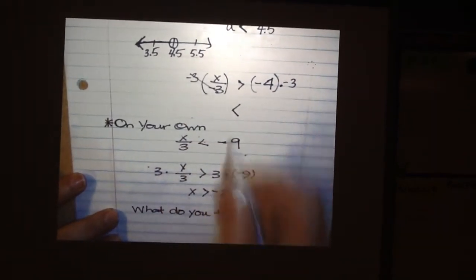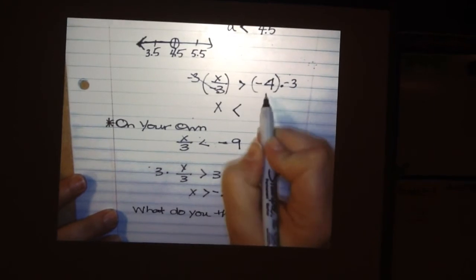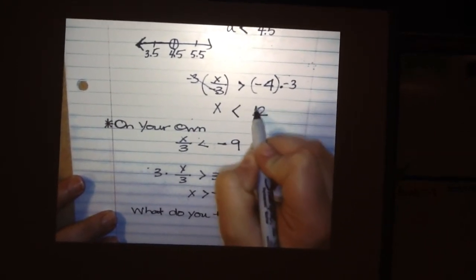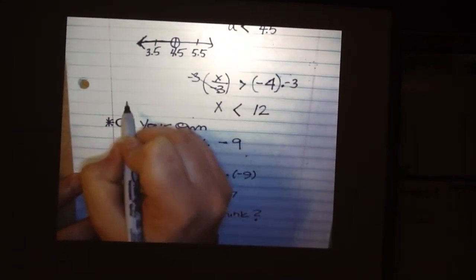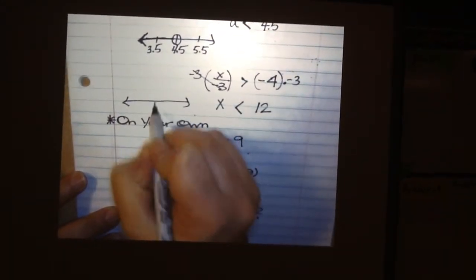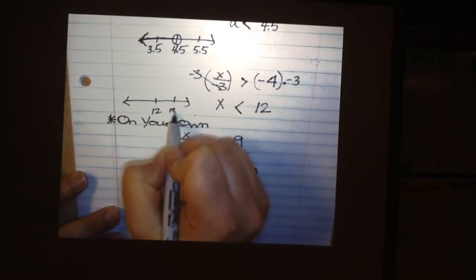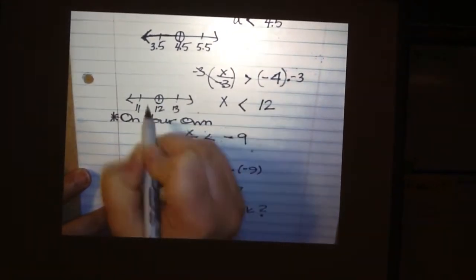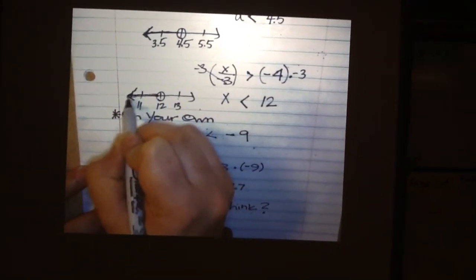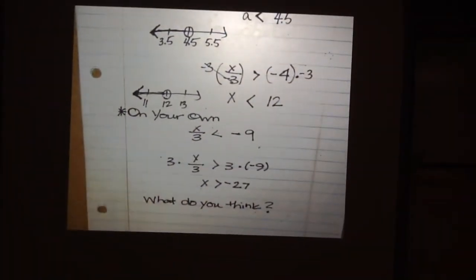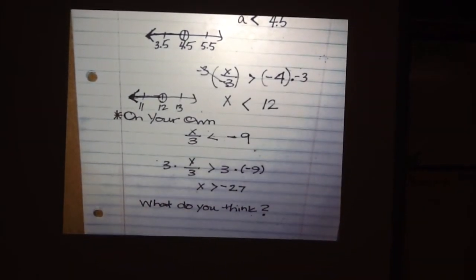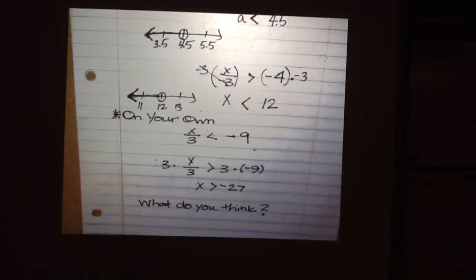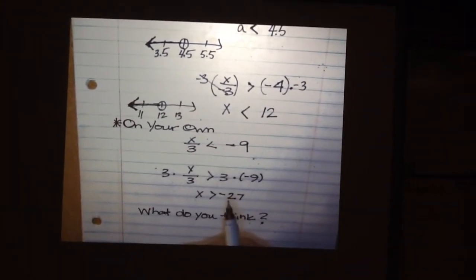We cancel out. We are left with x. A negative times a negative is a positive 12. We have our graph, and we have an open circle to the left. Okay, so the only thing that's different about the two methods is that if you are multiplying or dividing by that negative, your inequality sign switches.